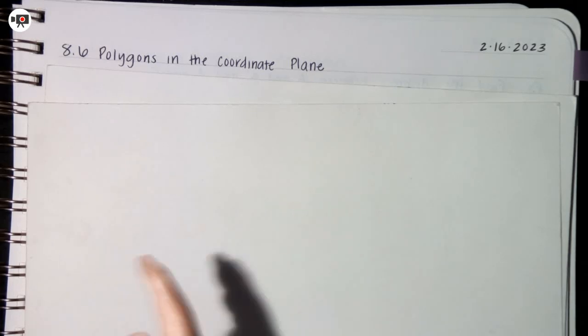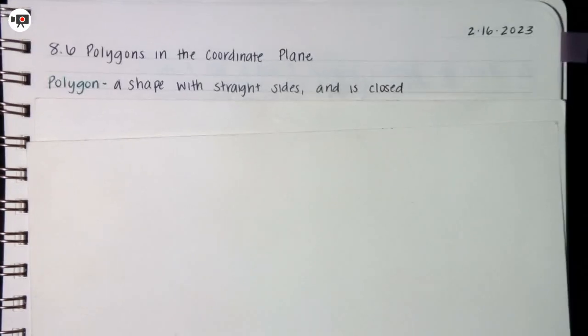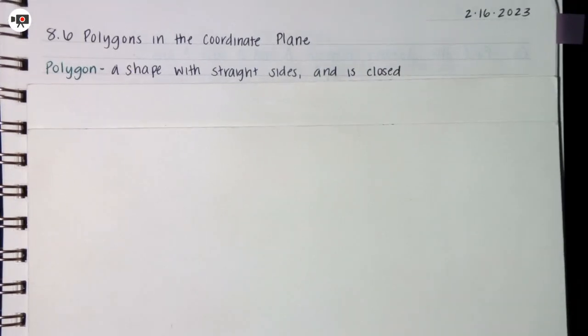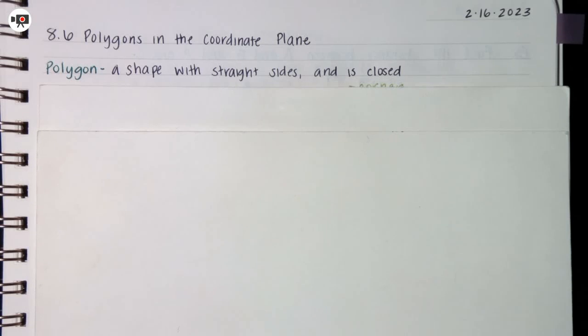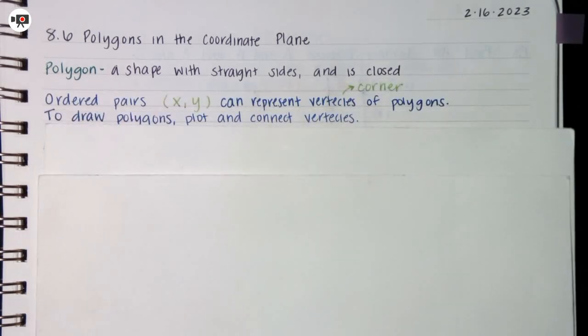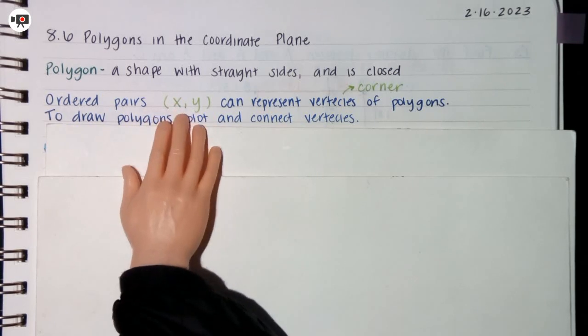This is 8.6, polygons in the coordinate plane. A polygon is a shape with straight sides and is closed. So anything that has a rounded side is automatically not a polygon, and anything that is open is also not a polygon. We have ordered pairs, which are presented in parentheses with an x, comma, y.